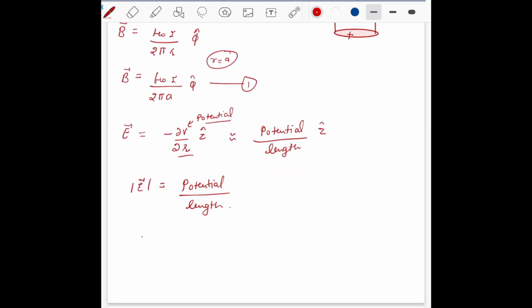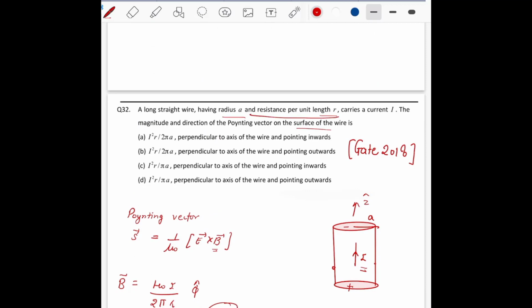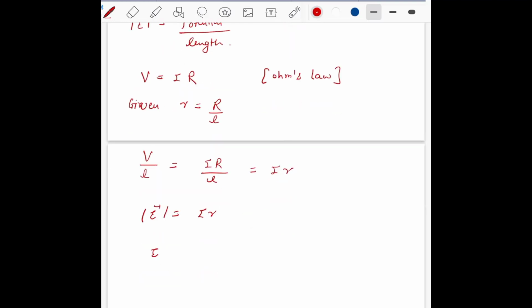So we already know that the potential V is given by I into R, that is from Ohm's law. So I is the current, R is the resistance, and the potential. It is given to us that the resistance per unit length is the small r. It is given in the question itself that the resistance per unit length is a small r. So potential per unit length, which is IR by L, is equal to I into small r. So the magnitude of the electric field is I r, or the electric field is I r in the z cap direction.